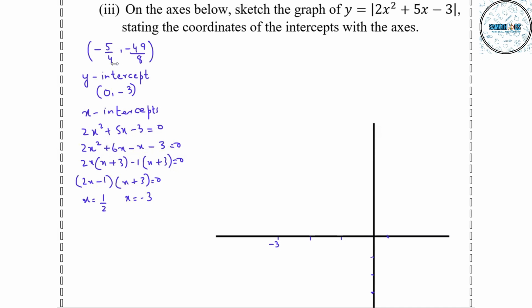Turning point is at minus 5 upon 4, means minus 1 whole 1 upon 4. So it will be somewhat here. And minus 49 upon 8 means minus 6 whole 1 upon 8. So minus 1 whole 1 upon 4 is here, and minus 6 1 upon 8 will be somewhat here. So now we will sketch the curve.